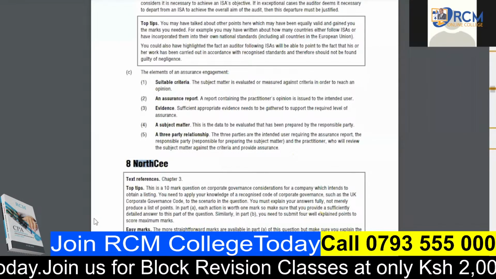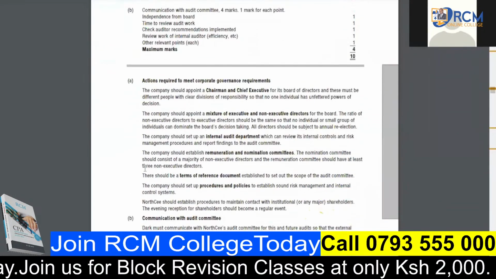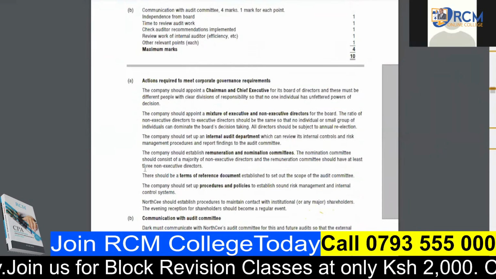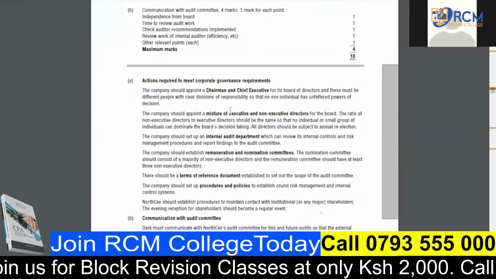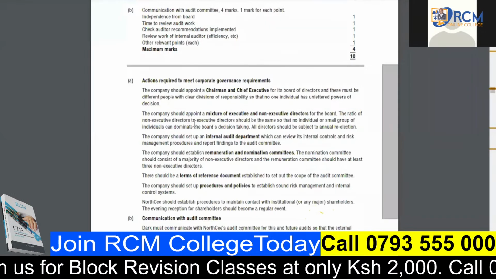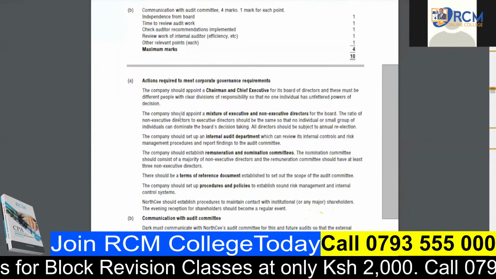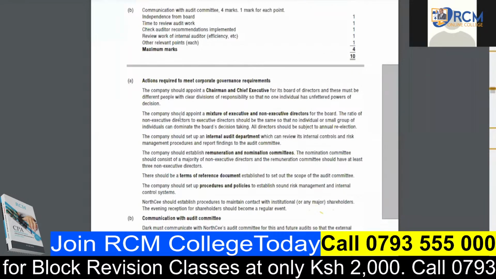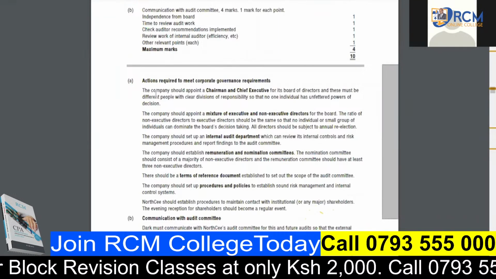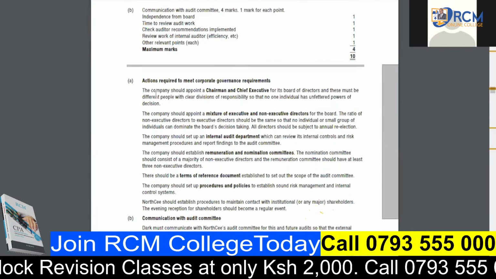So North Sea, ladies and gentlemen, is here with me, the answer. So you can see the action required to meet corporate governance requirements. The company should appoint a chairman and a chief executive officer for its board of directors. And these must be different people with clear divisions of responsibilities so that no one individual has got unfettered powers of decision. Remember, what kills these organizations, ladies and gentlemen, is basically having people running the show themselves.